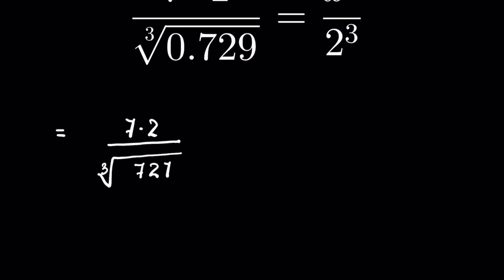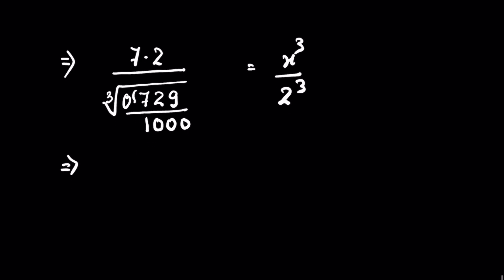So when we remove the decimal, we write 1 here and then count the digits after the decimal. There are 3 digits after the decimal, so you write 3 zeros. So 0.729 is equal to 729 upon 1000 is equal to x cube upon 2 cube.